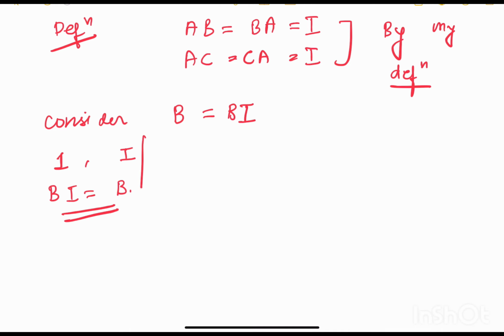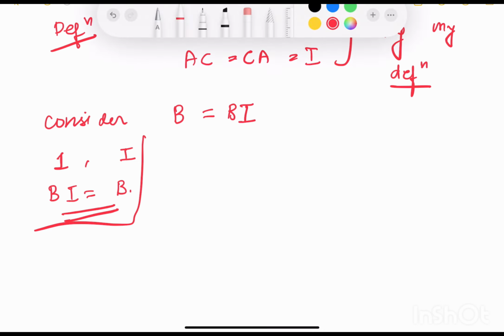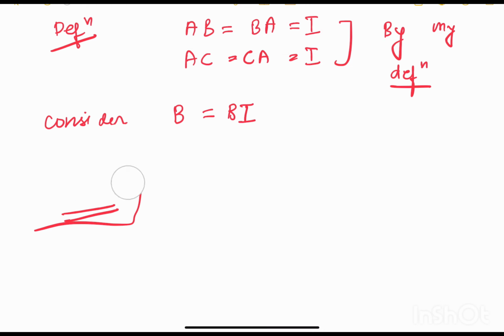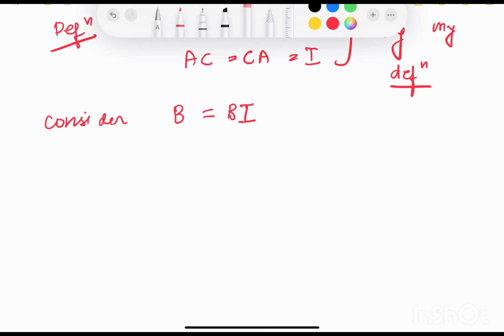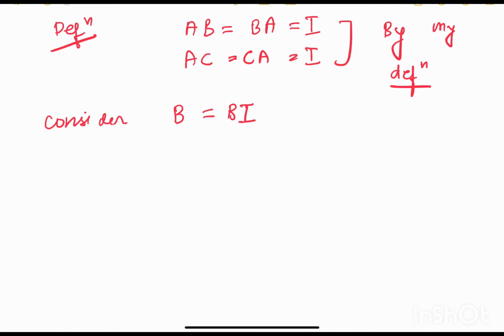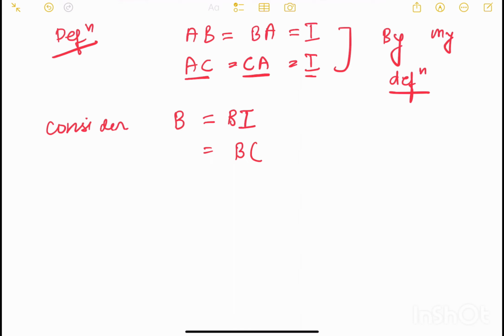So in a similar way, I can write my matrix B as a product of my matrix B and identity. Now focus: my identity is equal to CA and AC. So I will just substitute this value AC, and now using associativity, as we studied as a kid, this is my BA.